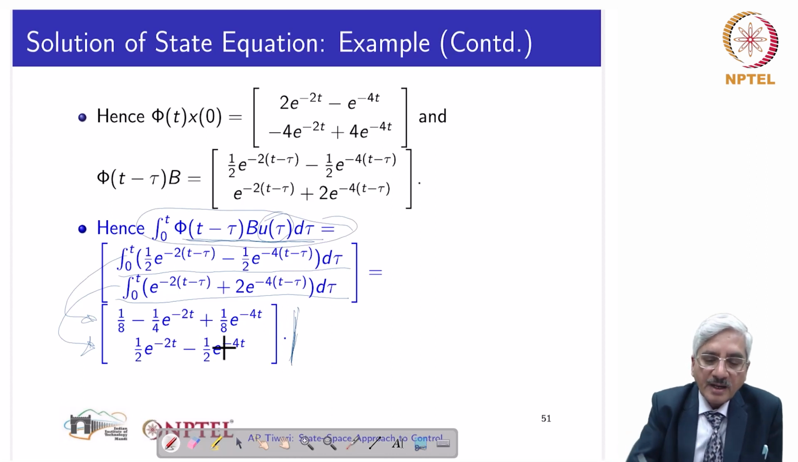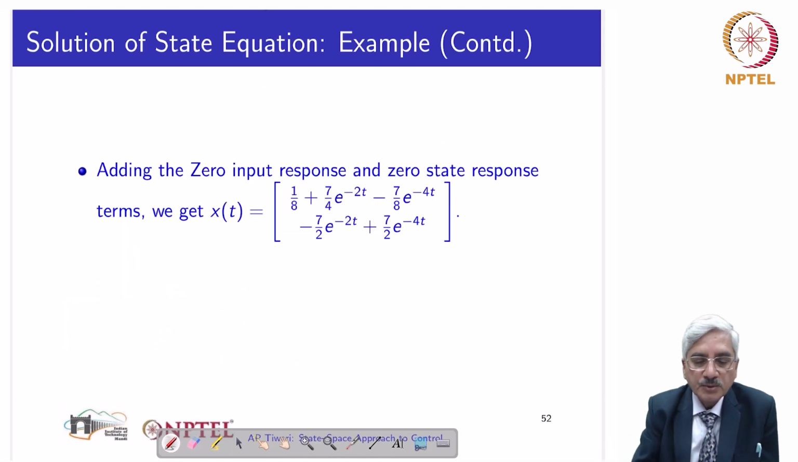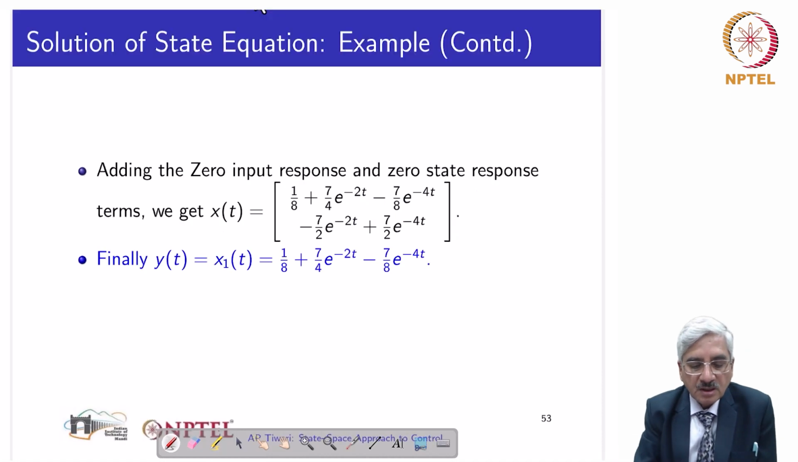And we now add this: phi t x0 is the zero input response, and this is the zero state response. We add the two together to get the solution of the state xt, which will come as this. And once xt is known, then yt is obtained as c times xt, which essentially in this case is x1t, which is this. This is the output variation with time yt.